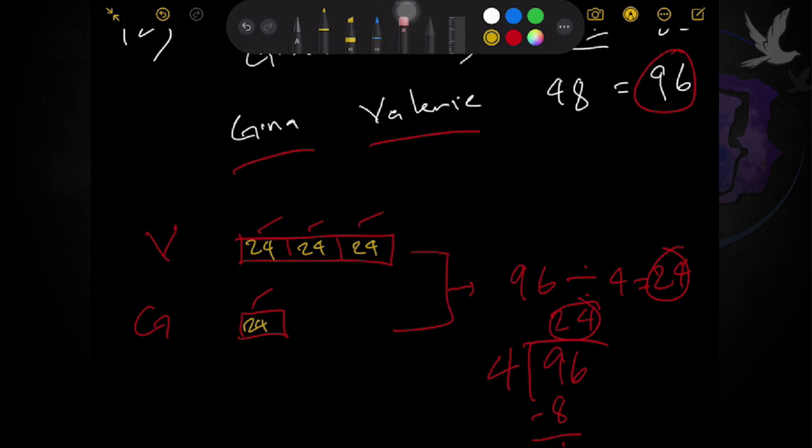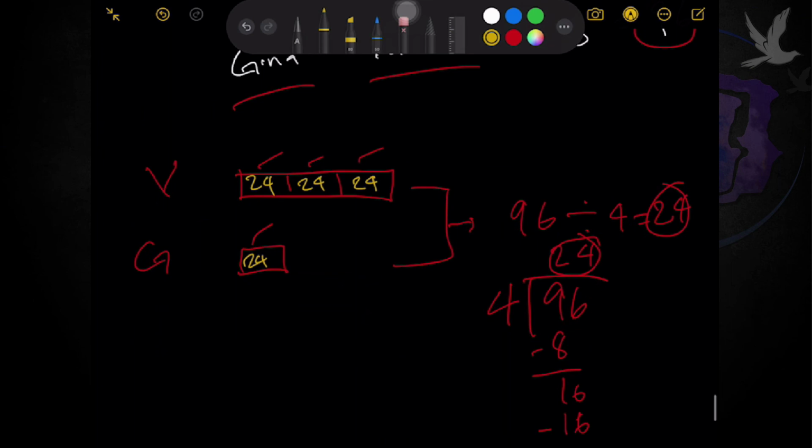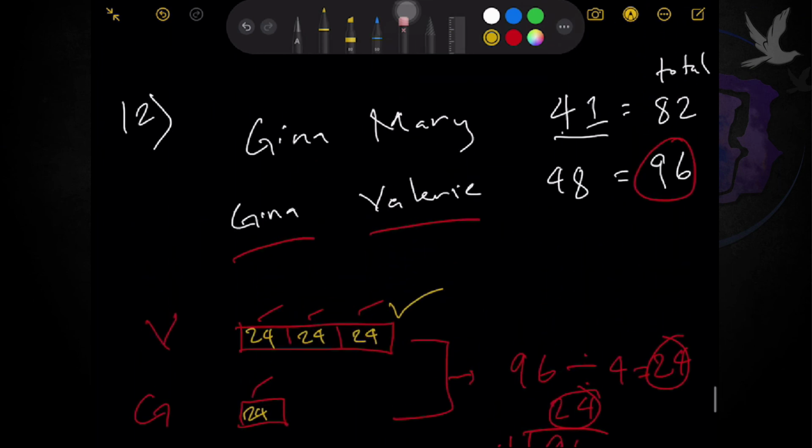Okay, tingnan natin yung question. A, how many stickers does Valerie have? Pampagulo lang pala yung si Gina. Okay, B na. How many more stickers does Mary have than Gina?